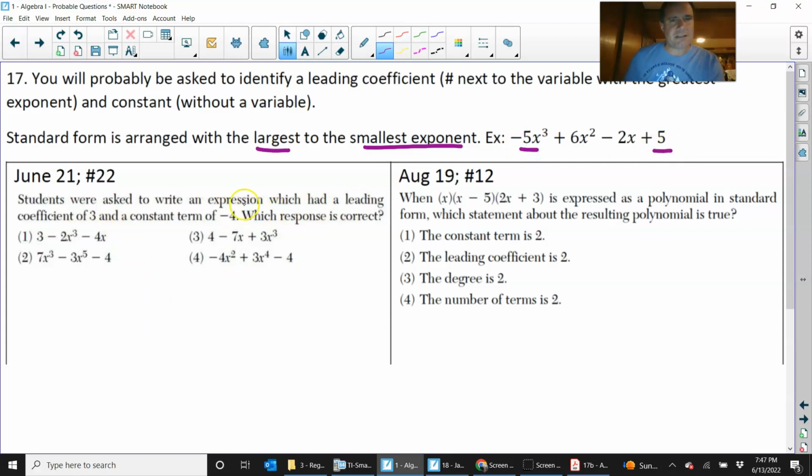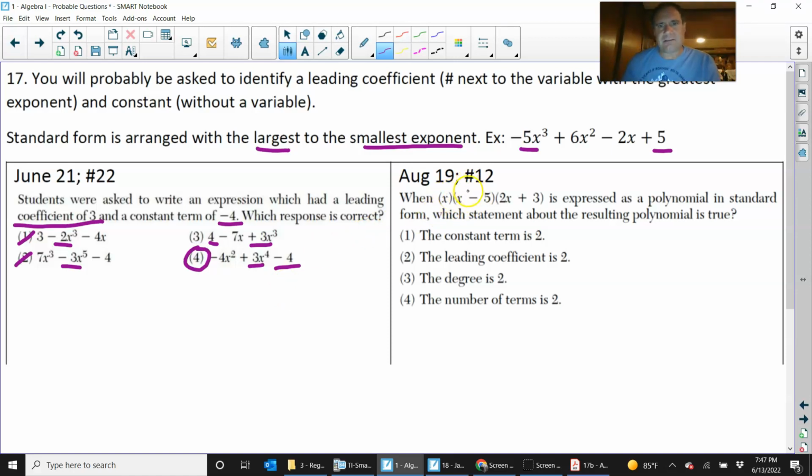This is the constant. This is the leading coefficient. So students were asked to write the expressions with the leading coefficient of 3. This is the leading coefficient right here, because C has the x to the third. That's not 3. That is not 3. That's negative 3. That's out. Leading coefficient of 3. Okay. And a constant of negative 4. Constant of positive 4. This is the answer.